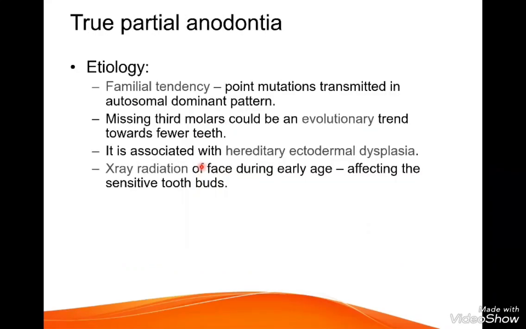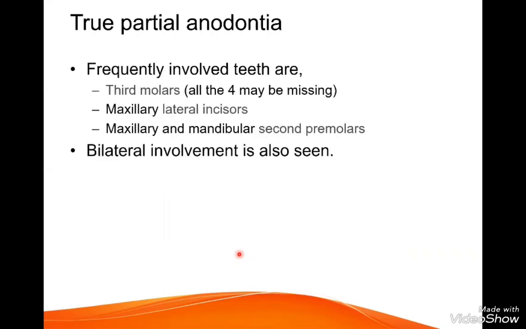Coming to true partial anodontia, there could be varied etiology, which can range from familial tendency. Most commonly, an autosomal dominant pattern is seen, and the missing third molar is the most common clinically missing tooth. It is sometimes associated with hereditary ectodermal dysplasia. And in some conditions, X-ray exposure during the early stages can lead to a defect in the development of the tooth bud, which can further lead to anodontia in future.